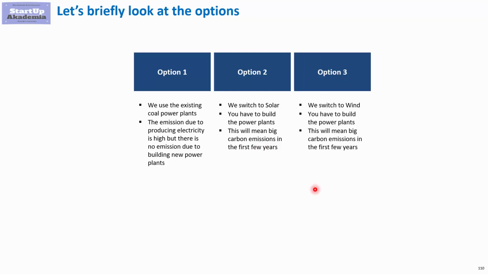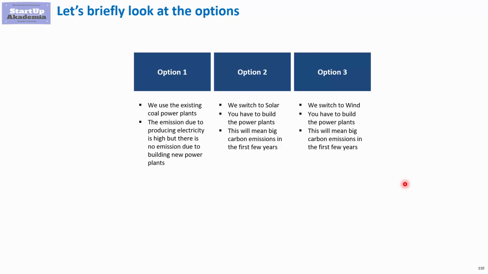Option 3 will be exactly the same as option 2, with the only difference that we switch to wind and not solar. In the example, we will also do some backwards calculations, so we will have the overall impact of different types of power plants, and we will have to somehow calculate how much actually building the production facility will generate carbon. So that's in short.